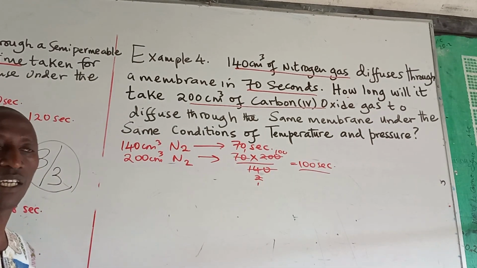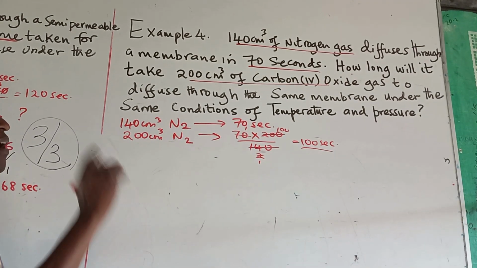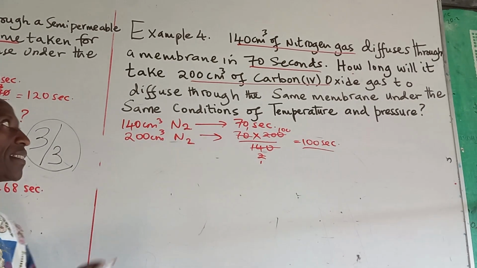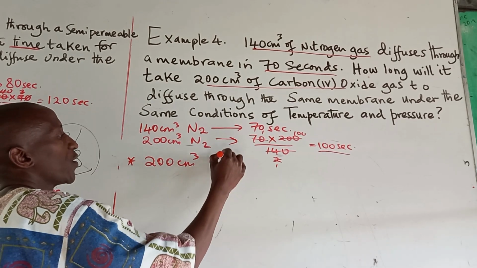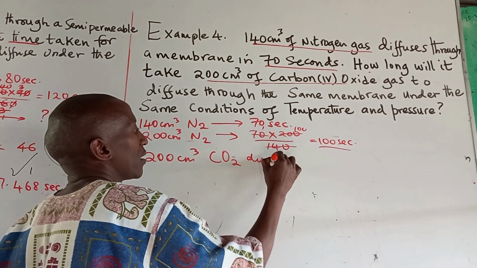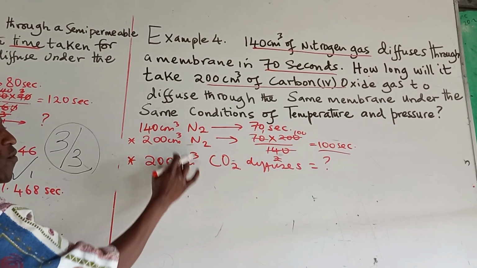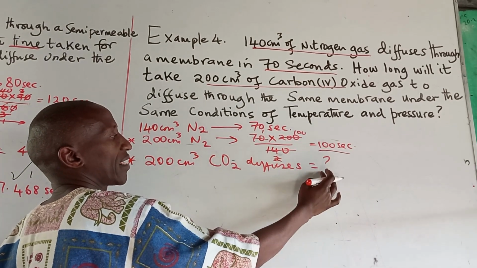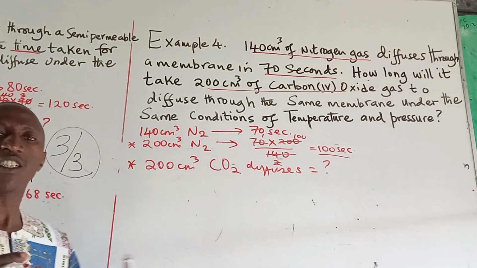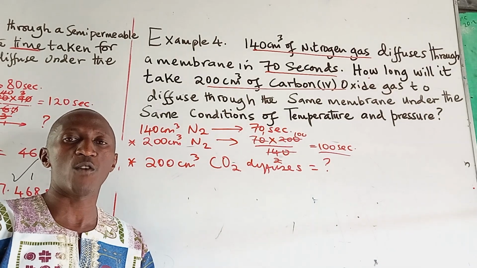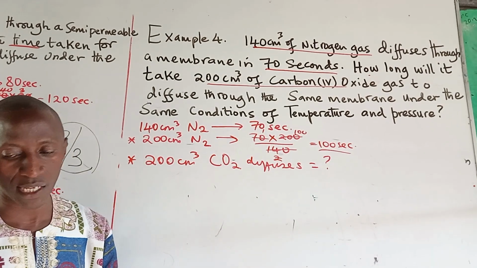So viewers, you can now see how simple it is. We will be able now to compare equal volumes of different gases. We are going to say, what about 200 centimeter cube of CO2 gas, diffusing in what time? So at this point, we are comparing equal volumes, the time of diffusion here and the time of diffusion at this point. So that is extremely important. What if the gases had equal volumes? We would not need to have this portion of the earlier working.